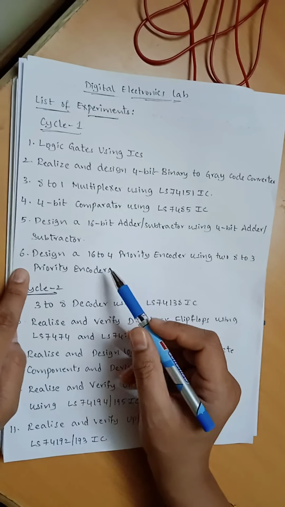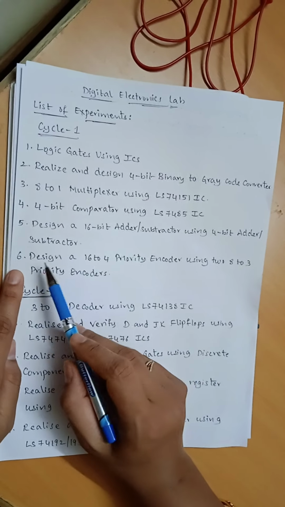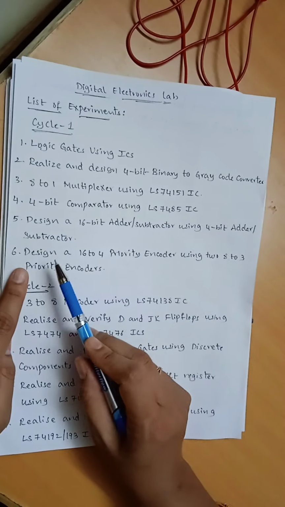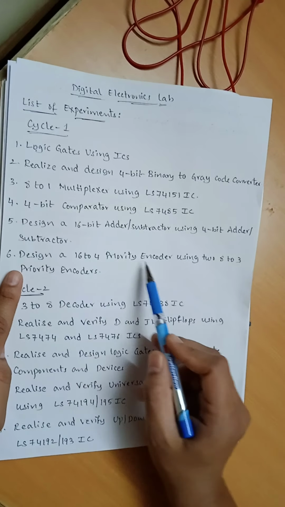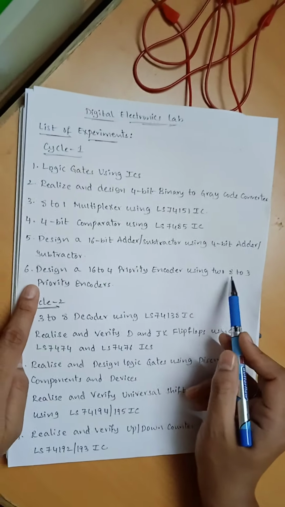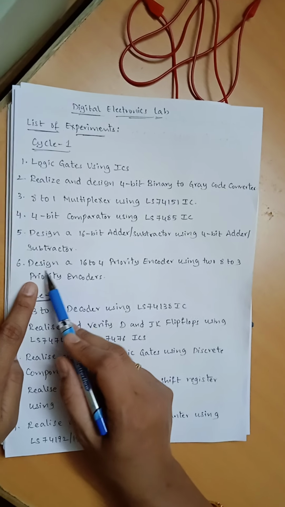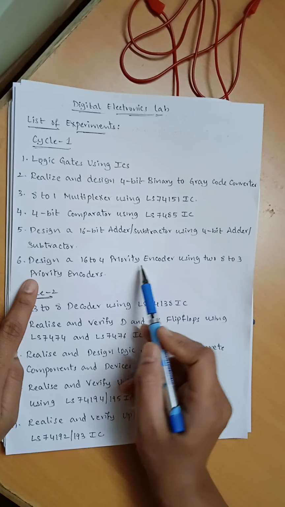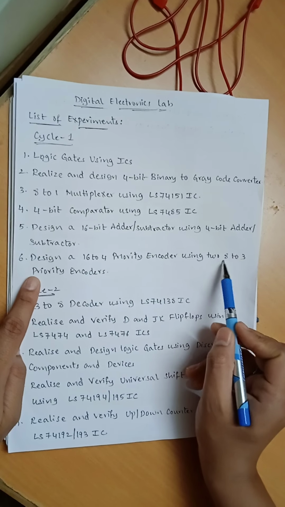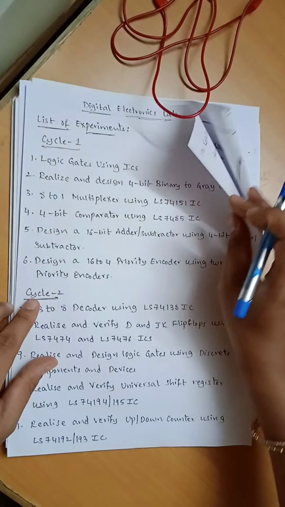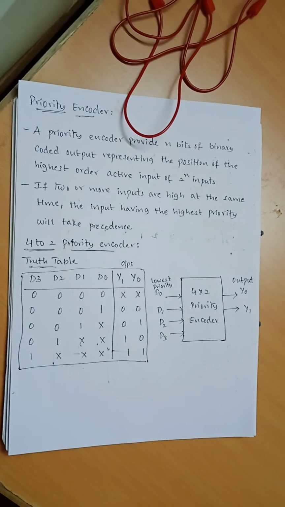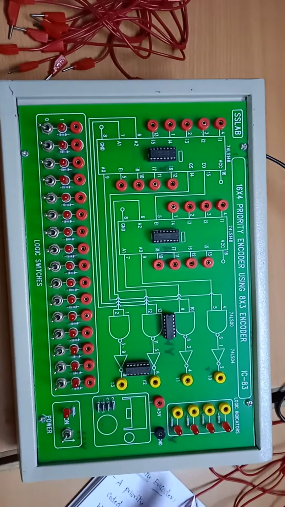Hello students, in this video we discuss experiment 6 in cycle 1. Design a 16 to 4 priority encoder using two 8 to 3 priority encoders. The aim of this experiment is to design a 16 to 4 priority encoder using two 8 to 3 priority encoders. Apparatus required for this experiment are trainer kit, patch cords and power supply.